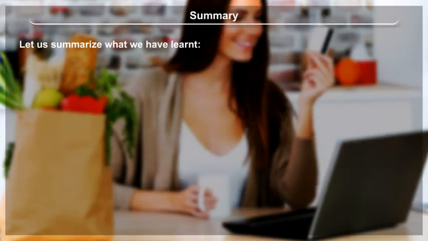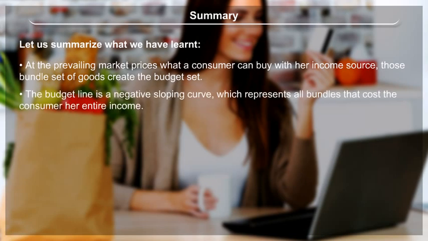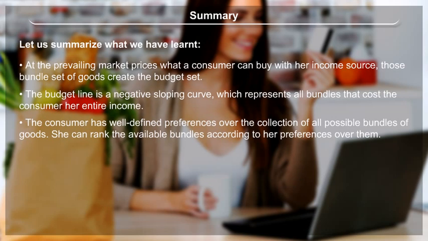Summary. Let us summarize what we have learned. At the prevailing market prices, what a consumer can buy with her income, that bundled set of goods creates the budget set. The budget line is a negative sloping line, which represents all bundles that cost the consumer her entire income.